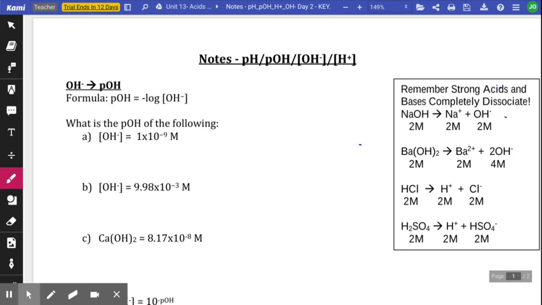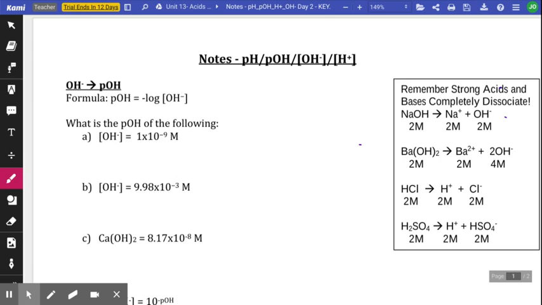The other formula that we have is 1 times 10 to the negative 14 equals our hydrogen concentration times our hydroxide concentration. So we should be able to multiply those two concentrations together to get 1 times 10 to the negative 14. We're going to go ahead and dive on into this.